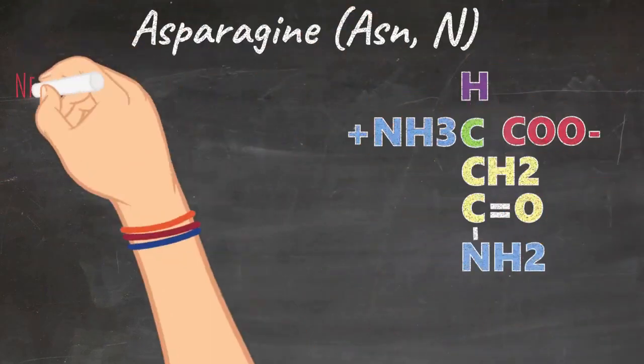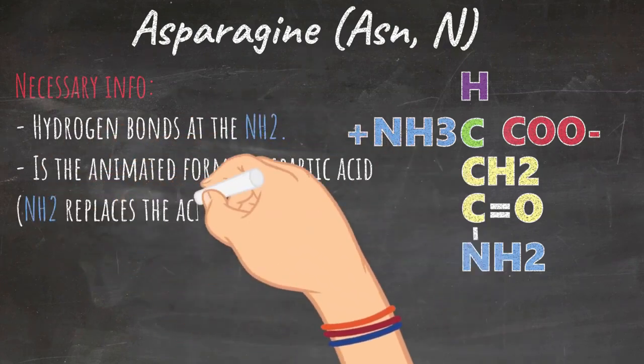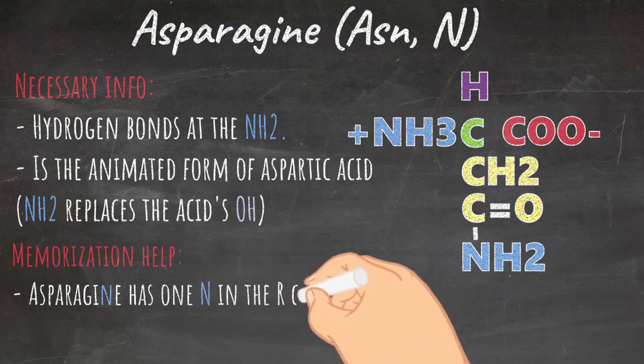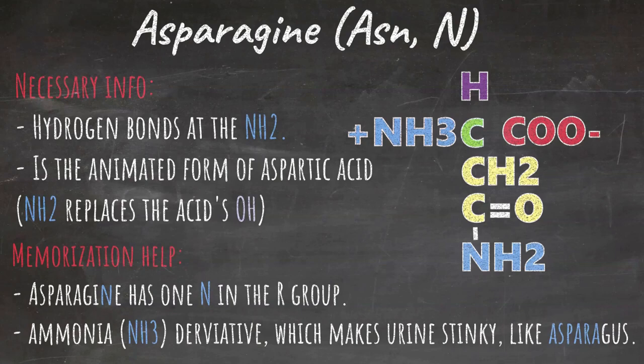So asparagine is abbreviated ASN and N. Necessary information is that it hydrogen bonds at the NH2 group. This is the aminated form of aspartic acid, so that means that the amino group replaces the acid's OH. Some tips to help memorize this structure is that asparagine has one N in the R group, just like there's one N in the name. Asparagine is an ammonia, so NH3, derivative, which makes urine stinky, just like asparagus.